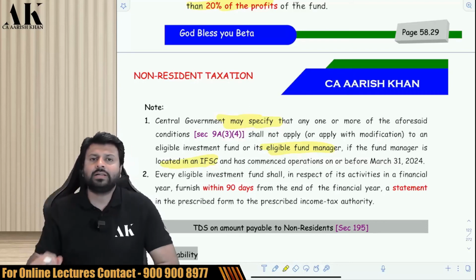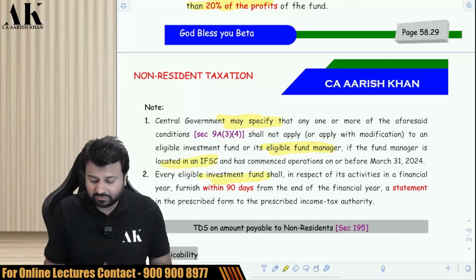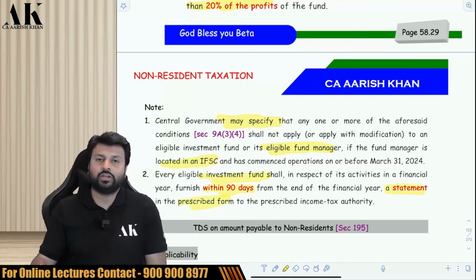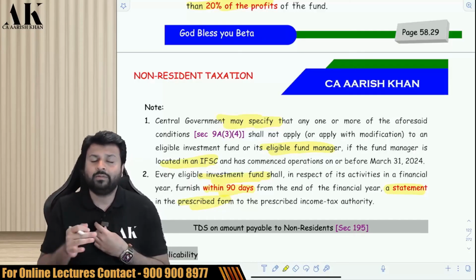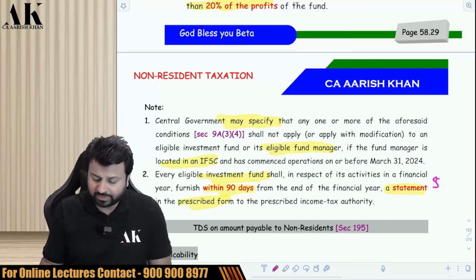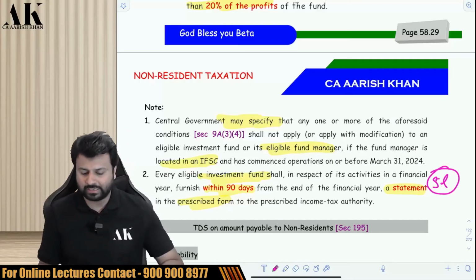Now, how will the government come to know whether you are fulfilling all the conditions or not? The eligible investment fund has to file a statement in the prescribed form within 90 days from the end of the financial year. And if the eligible investment fund does not file this form within the time, then it will also be liable for a penalty of 5 lakh rupees. You can write it down over here. A 5 lakh rupees penalty will be imposed, which is not very important. That is the reason I have not mentioned this over here.